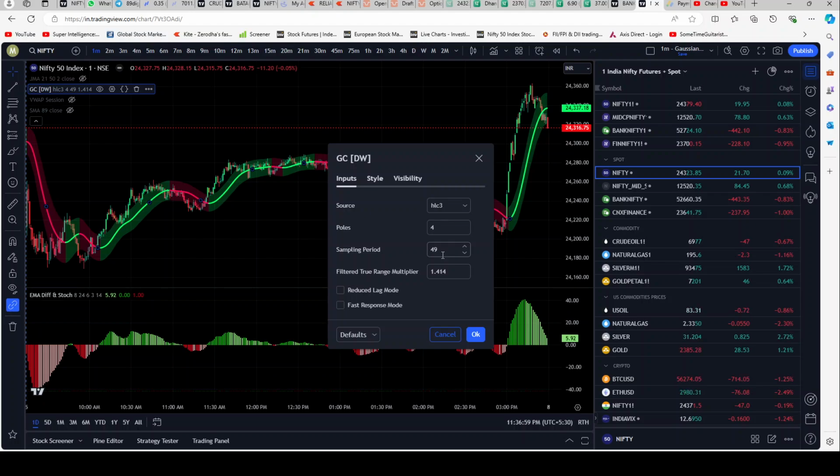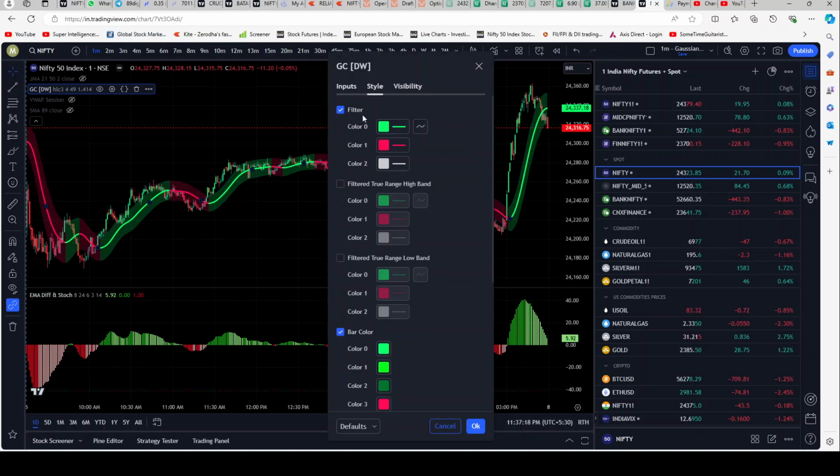In fact, this was an old setup of mine. It was saved. I think I've made a video earlier also about Gaussian channel, but I don't remember. Maybe it's there somewhere in one of my videos. Currently, I'm using this on 49. Apart from that, all the inputs are default, so only the sampling period is made 49. In the style section, I'm using the filter. I'm not using this high and low. It basically gives you a borderline on top and a borderline at the bottom. I don't need those. For me, the coloring is enough.